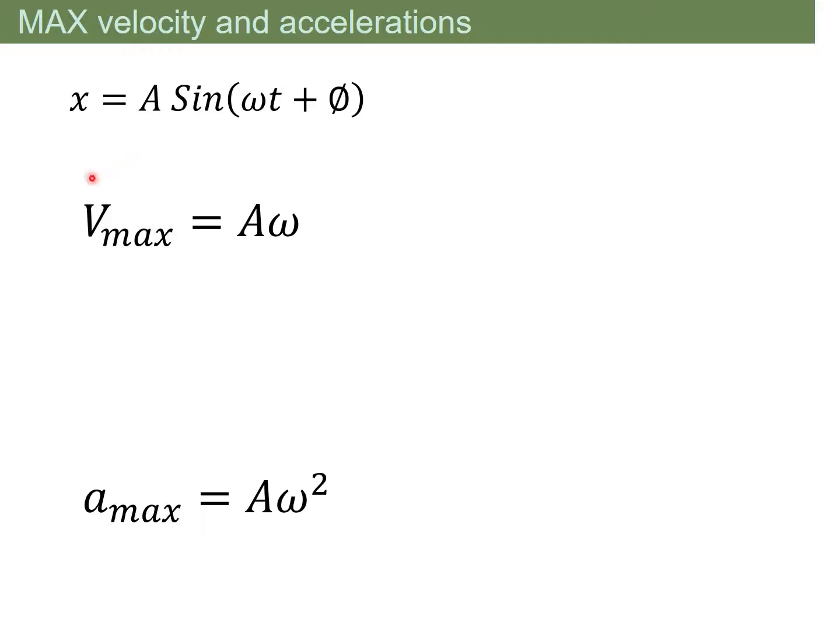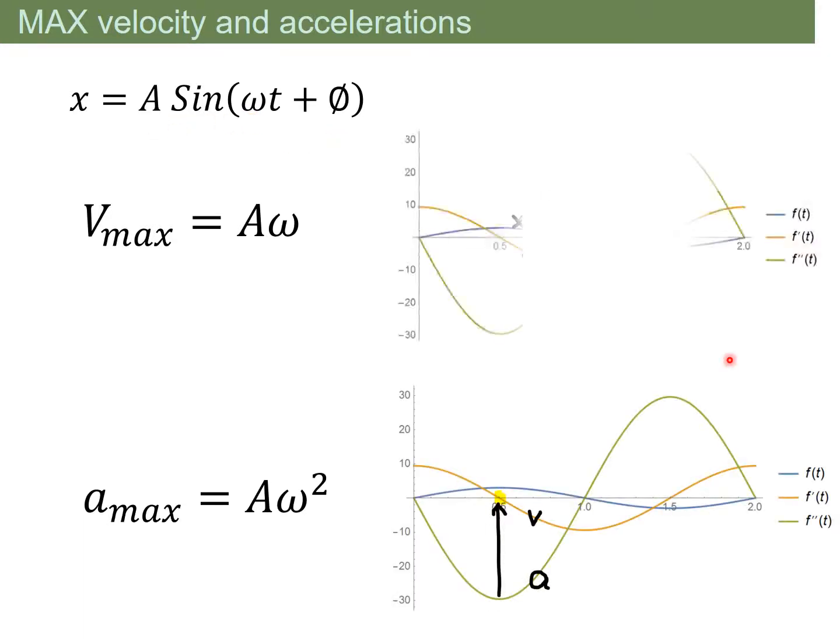In summary, if you have this generic equation for position that's some function of sine with your frequency, amplitude, and phase change, the general solution is that your maximum velocity will be equal to amplitude times your frequency, and the maximum acceleration is going to be amplitude times omega squared. So these are general solutions if you have some equation of position with sine in it.